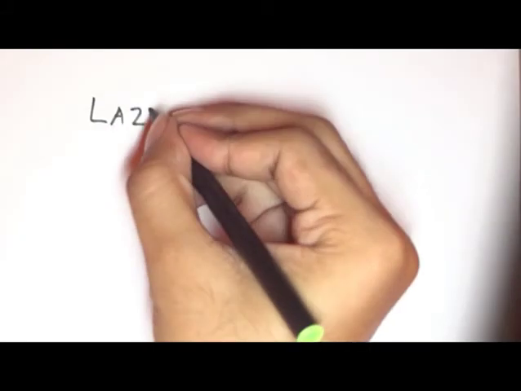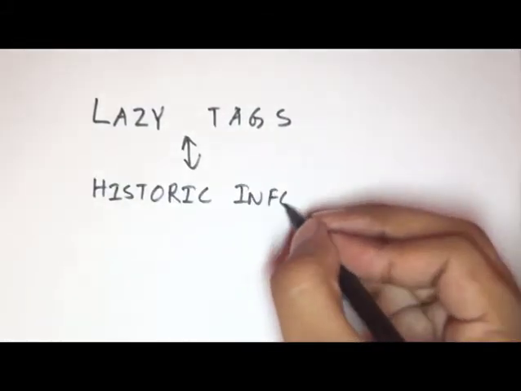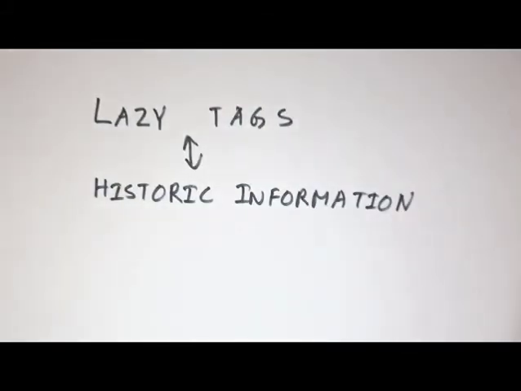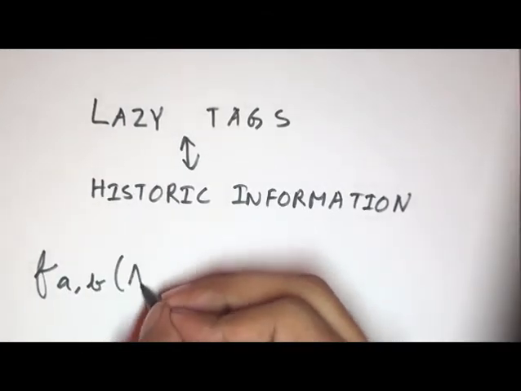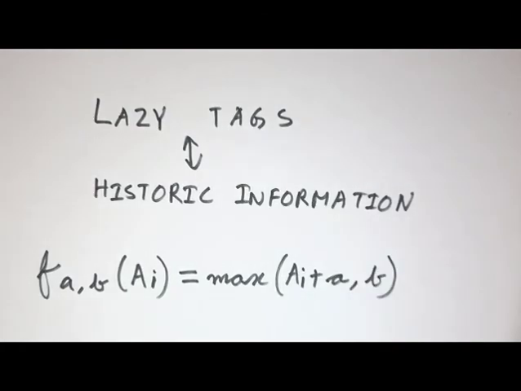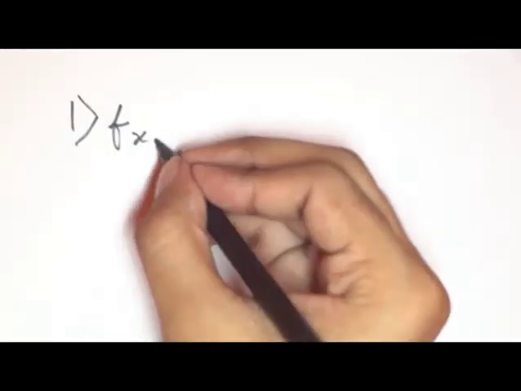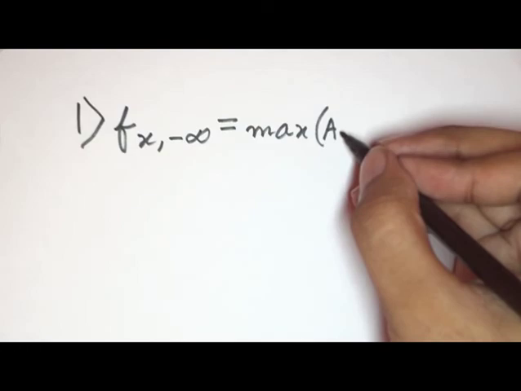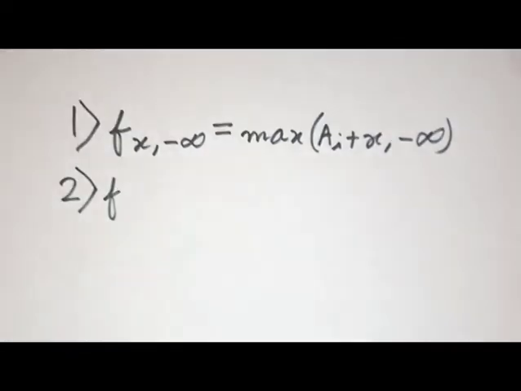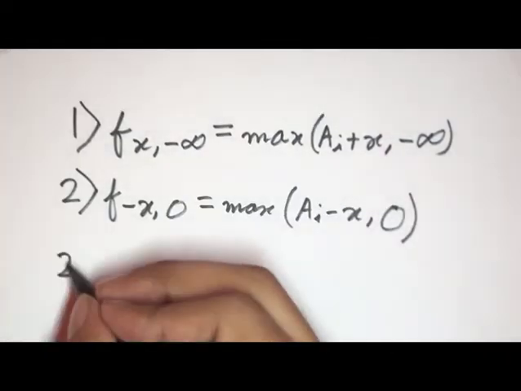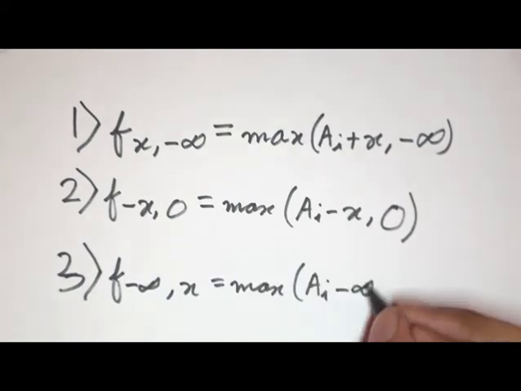So here, we have to form a relationship between the lazy tags and the historic information. This particular problem is a good example to show how. Here, all 3 updates can be easily described as one function. Let's say we have this function f defined like this. Now, you can easily see that the first query is just this. The second query is just this. And the third query is this.